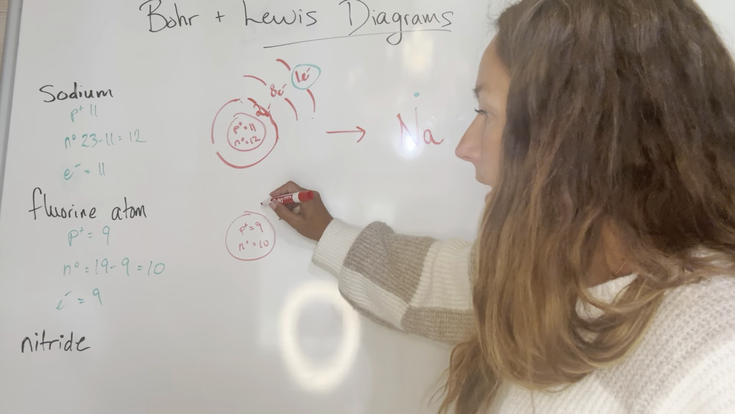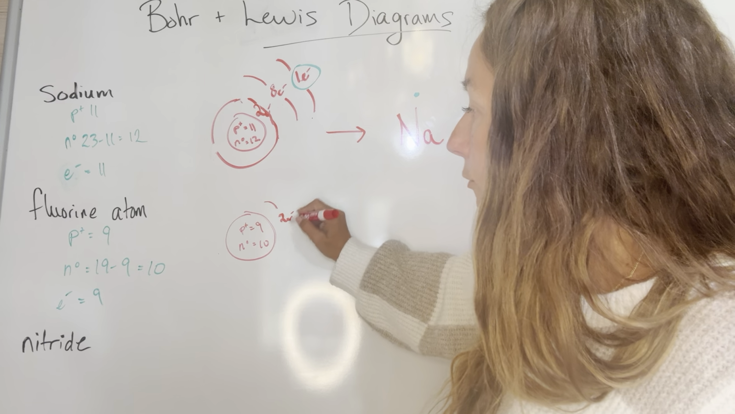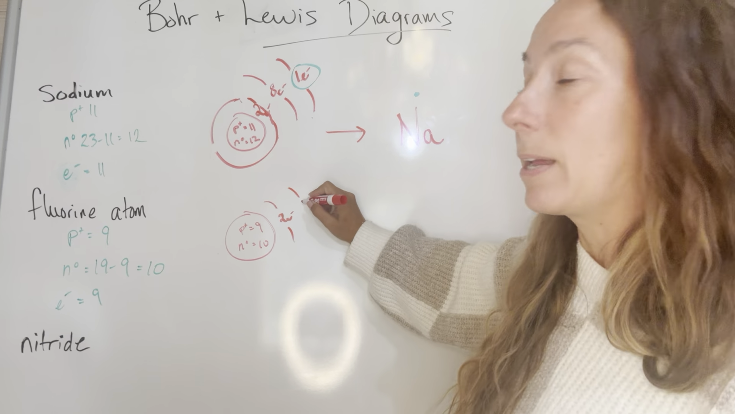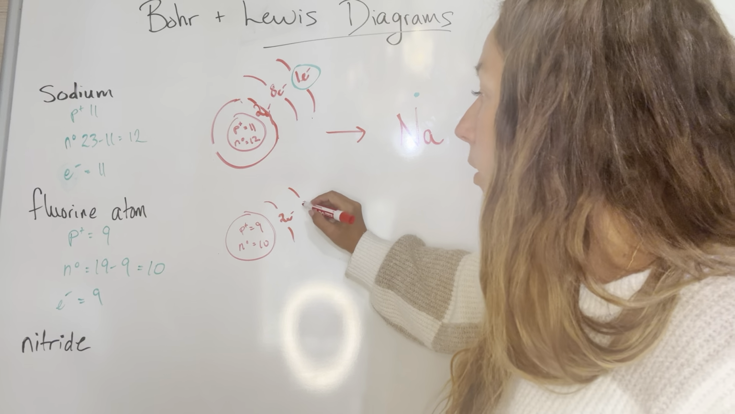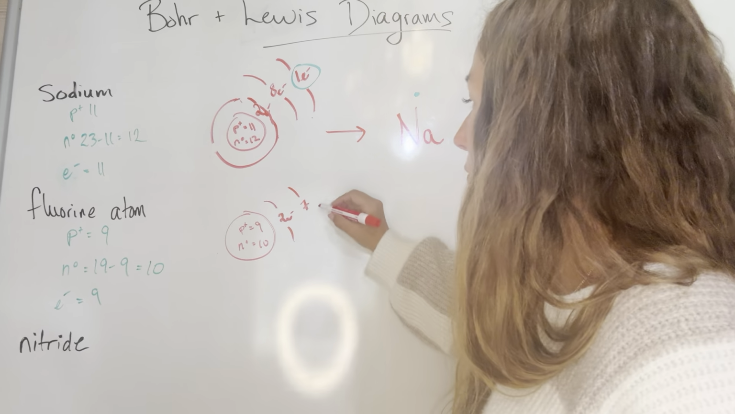Then I'm going to have 9 electrons total, a maximum of 2 in that first ring, then I could put 8, but I don't need all 8. I only need 7 more to make up those 9 electrons.